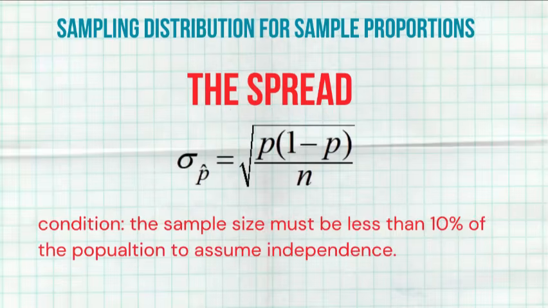Next up, we have the spread or the standard deviation of all those possible sample proportions. Again, remember, we noticed when we took a look at those simulated sampling distributions that every sample is, well, not the same.